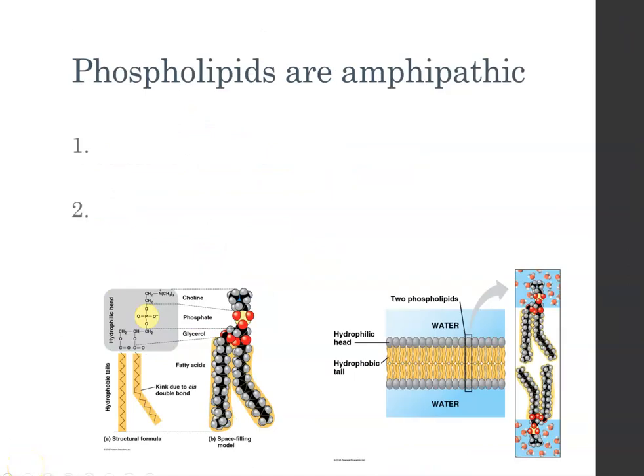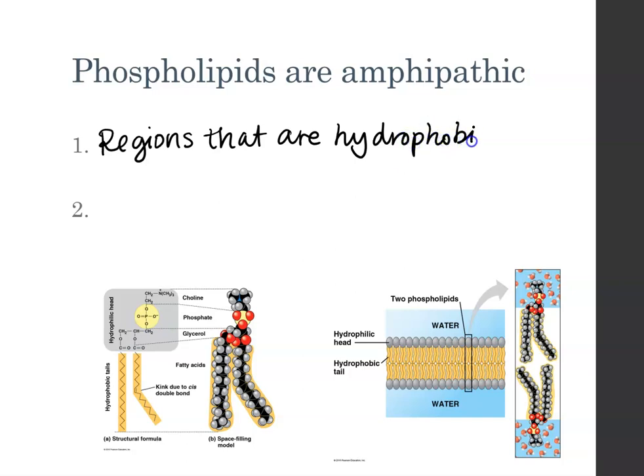The ability of a cell to be selectively permeable comes from a characteristic of phospholipids. Now, the main components of a plasma membrane are phospholipids. And if you recall from chapter 3, we learned that phospholipids are amphipathic. Amphipathic means that there are some regions that are hydrophobic and some regions that are hydrophilic.